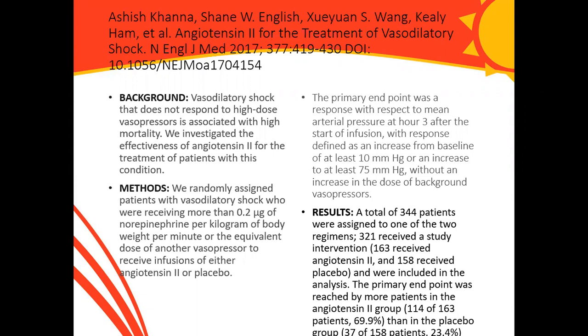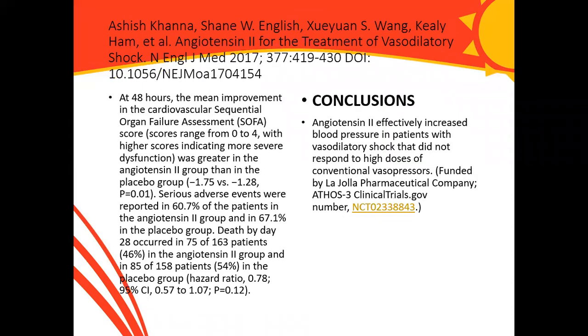The primary endpoint of their study was a response with respect to mean arterial pressure at 3 hours after the start of either norepinephrine or angiotensin infusion. They found that at 48 hours, the mean improvement in the cardiovascular sequential organ failure assessment score, ranging from 0 to 4, with higher scores indicating more dysfunction, was greater in the angiotensin 2 group than the placebo group. Now they concluded that angiotensin 2 effectively increased blood pressure in patients with vasodilatory shock that did not respond to high doses of conventional vasopressors.